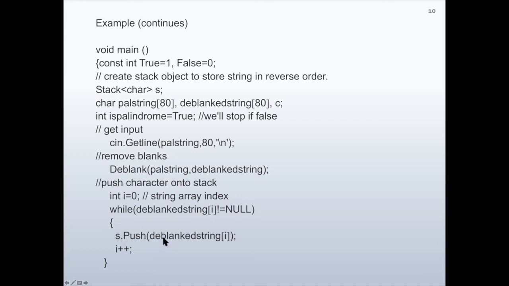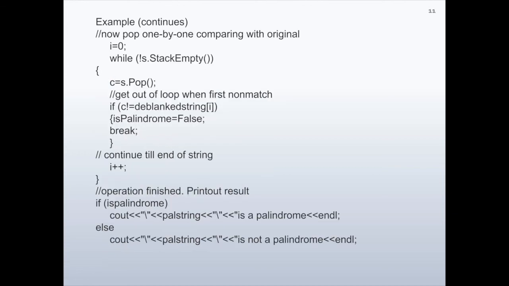Notice that when we enter the characters into the stack one by one, if we get the characters from the stack by the pop operation, then the order of the characters will be reversed. Now pop one by one, comparing with the original. We are again setting i to 0. While the stack is not empty, we continue in the loop. You notice that on stack s, we are applying the stack empty method, and by this symbol, we are applying the not operation on the result.